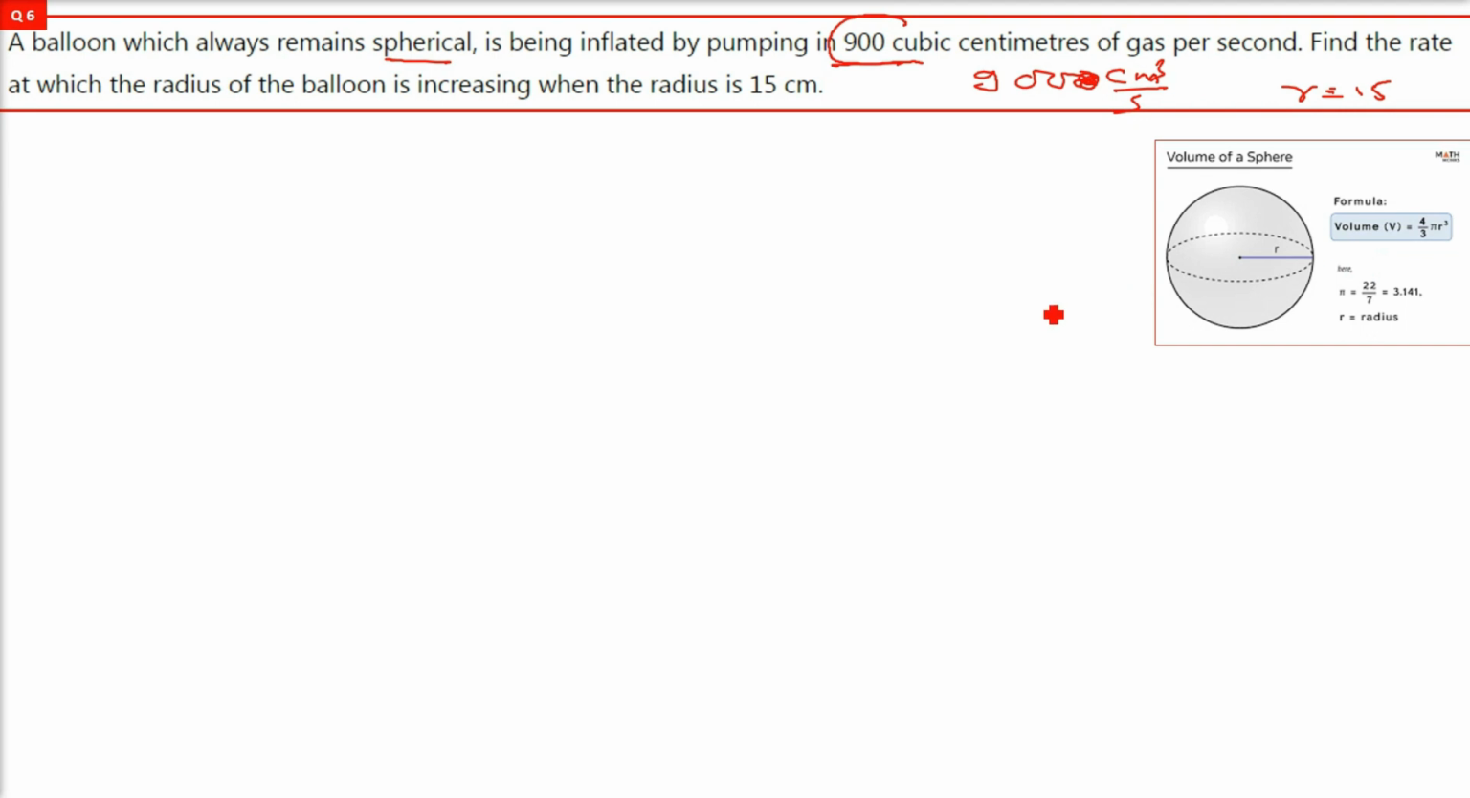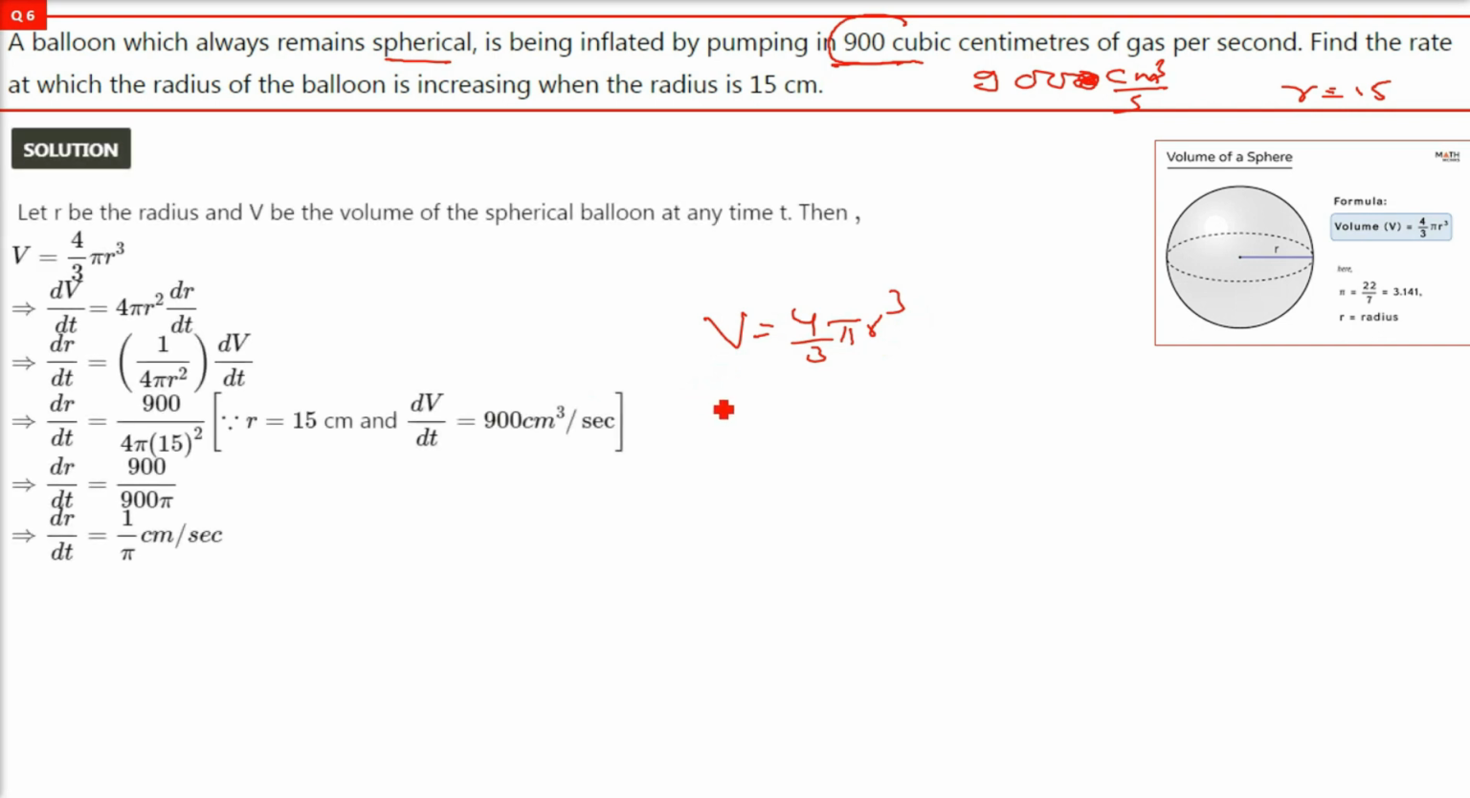It is 15 centimeters. We already know the volume of the sphere, which is 4 by 3 pi r cube. We have already seen this. You need to know the volume, area, etc. dv by dt we are going to find out. 4 by 3 pi, this is going to be 3 r square. And for r, because we are differentiating with respect to t, it is going to be dr by dt.